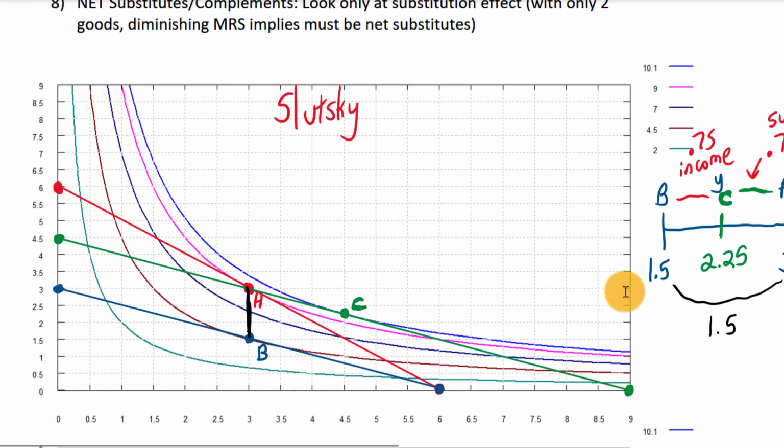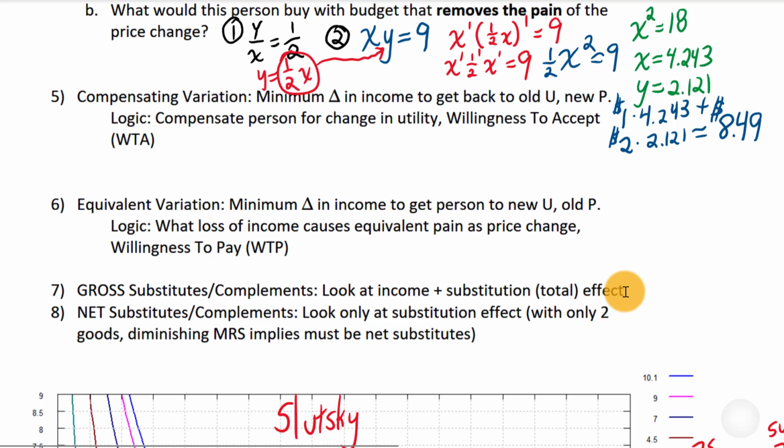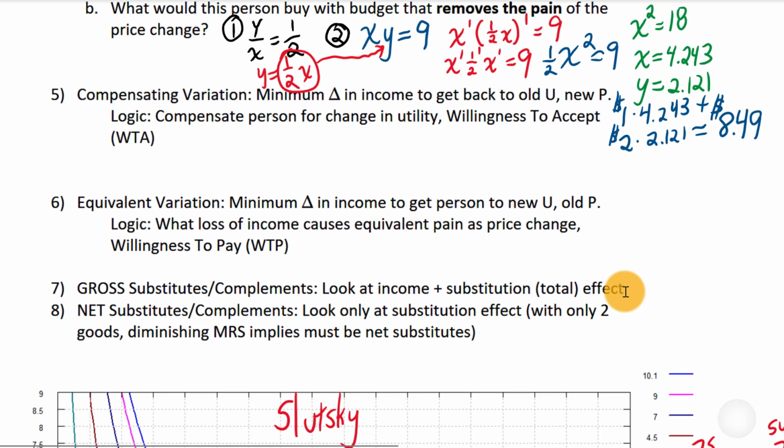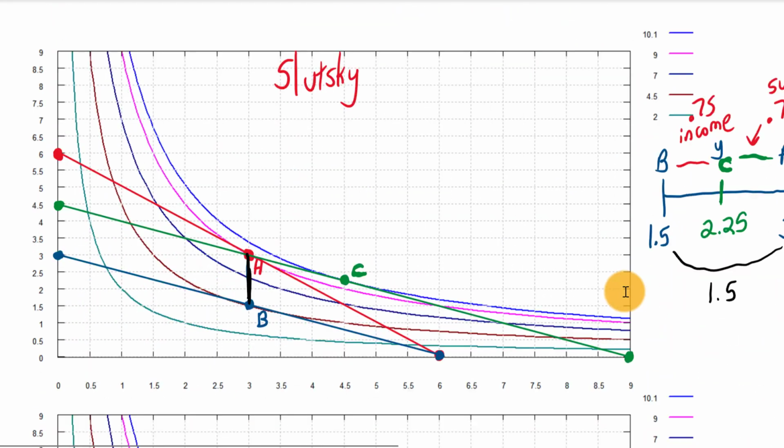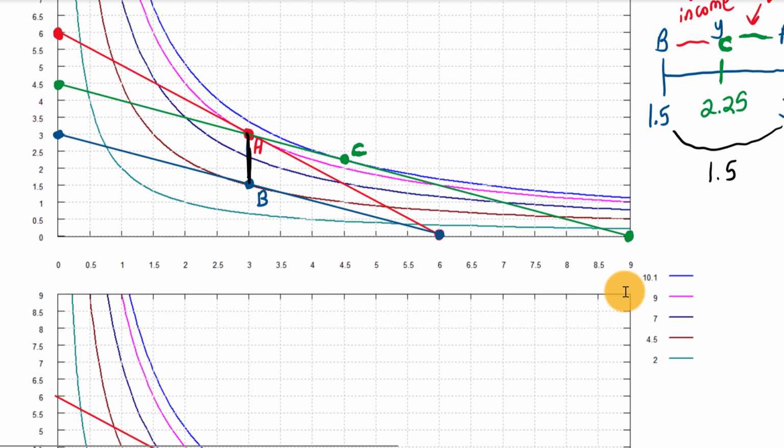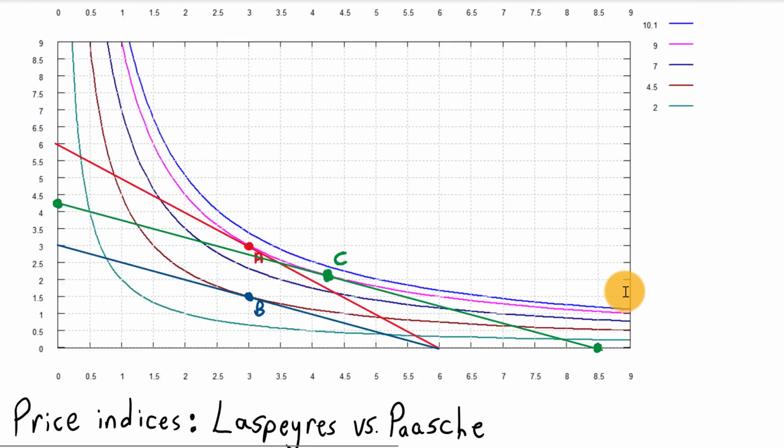And let's look at our solution again. It's 4.25 x's, roughly 2.12 y's. So there's our point C.